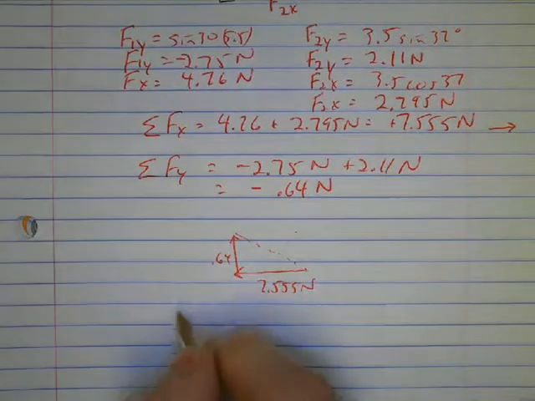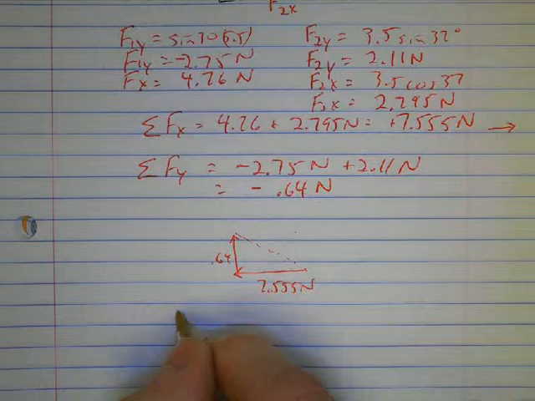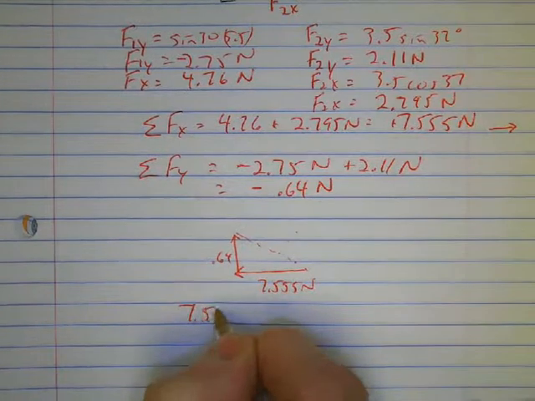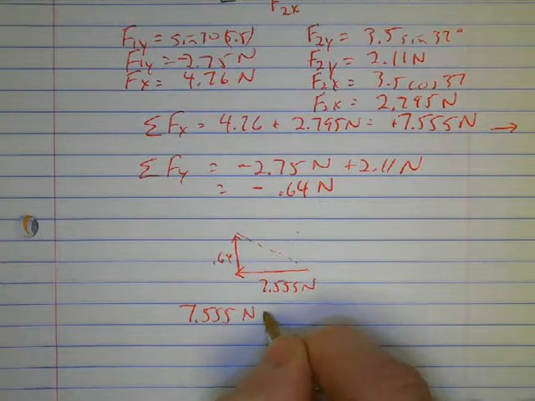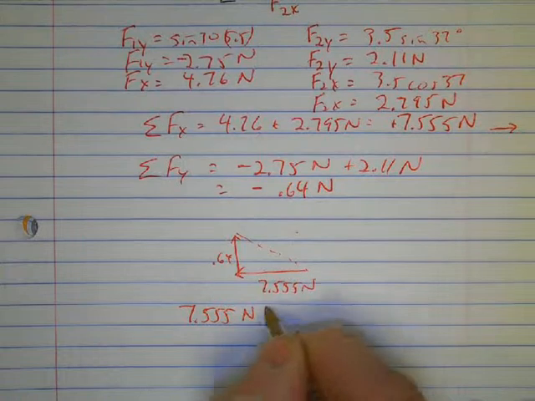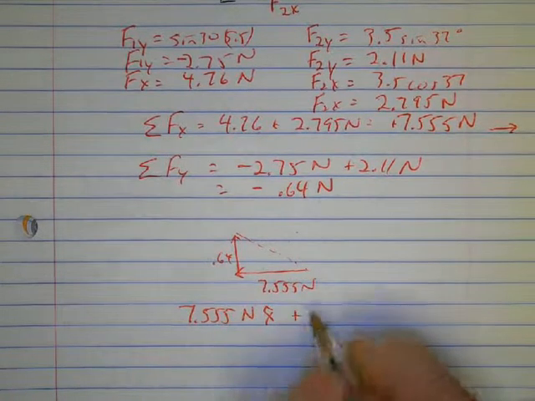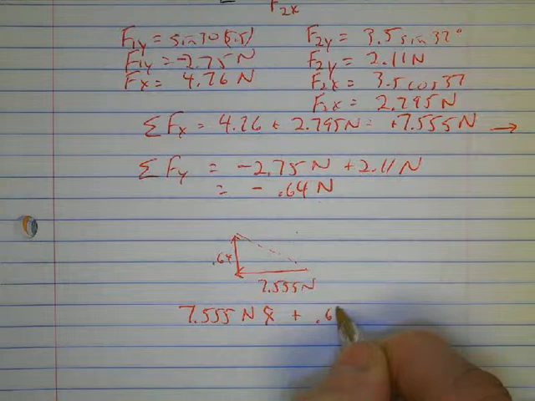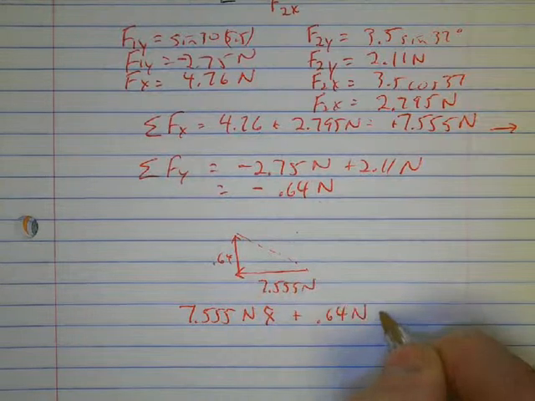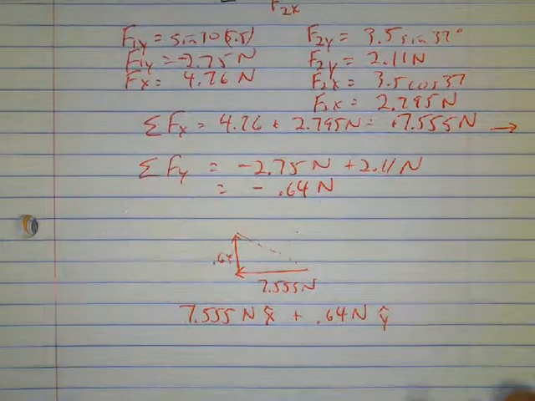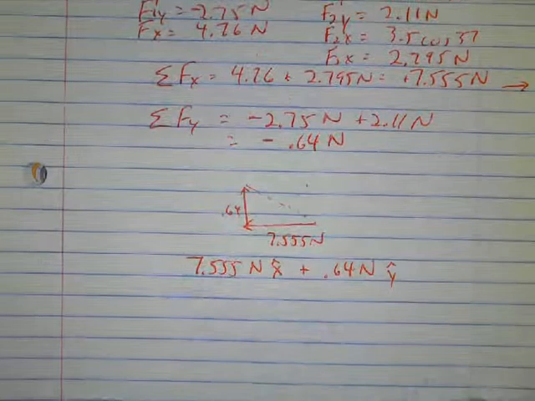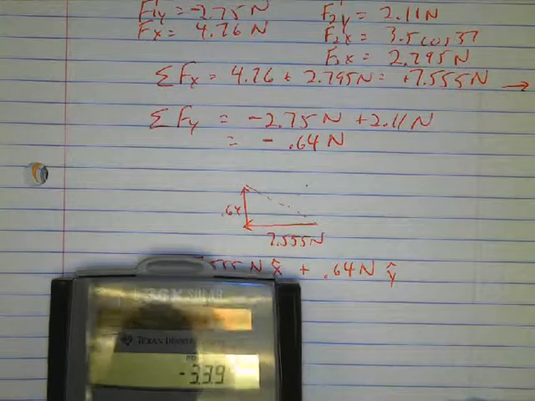The book just simply gives the answer like this. The book says the answer is a vector that's 7.555 newtons in the x and 0.64 newtons in the y. I would prefer that you did the Pythagorean theorem to really figure it out.